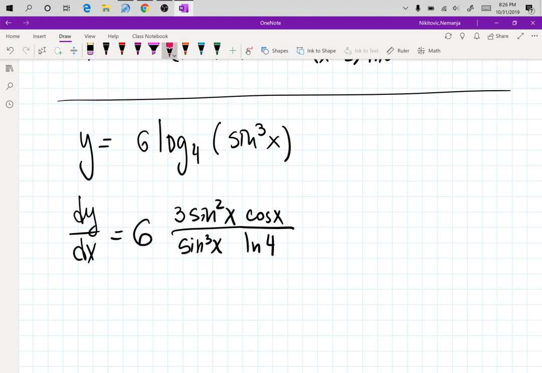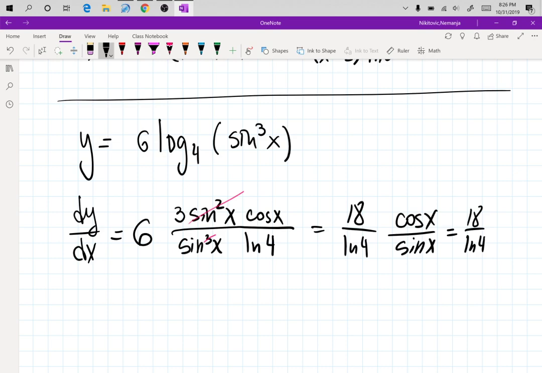A lot of cancellation here. Sine squared cancels with 2 of the sines downstairs, right? And what we have is 6 over ln 4 as 18. 3 times 6 is 18 over ln 4 times cosine x over a single sine x that survived. And that's 18 over ln 4. Cosine over sine is cotangent x. So 18 over ln 4 cotangent x.